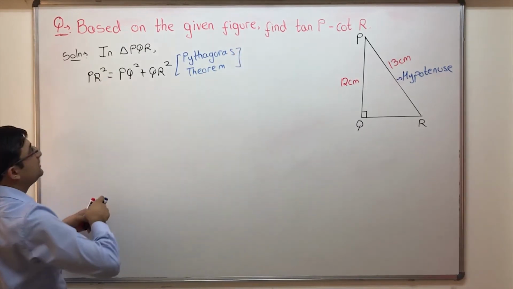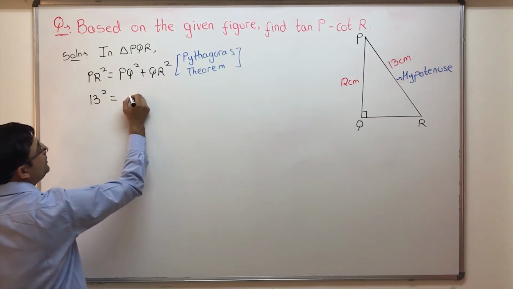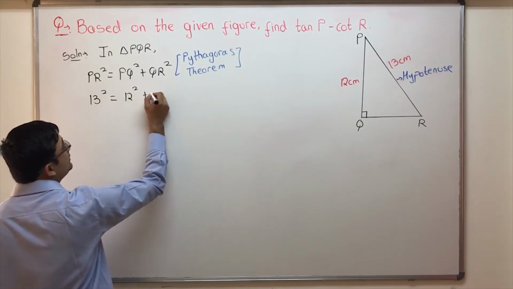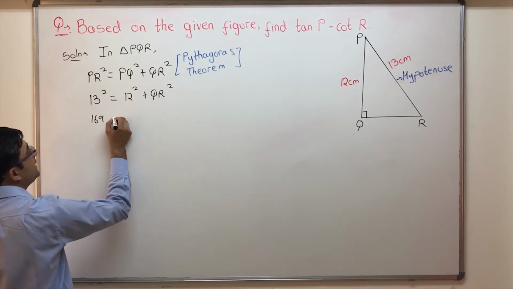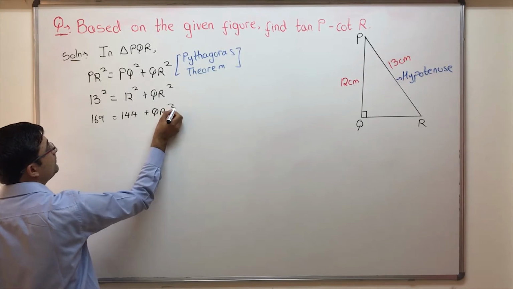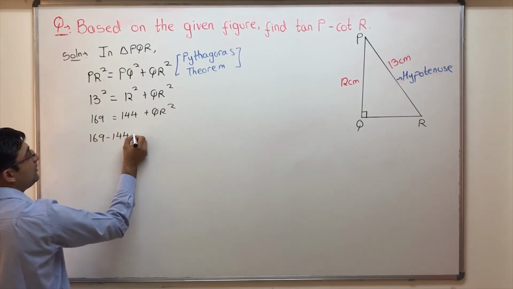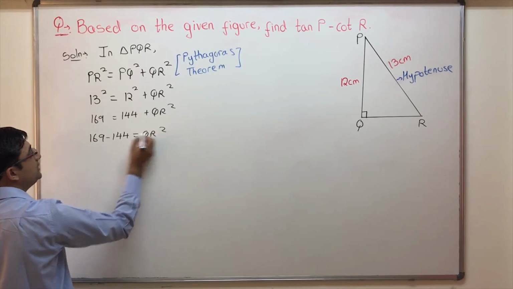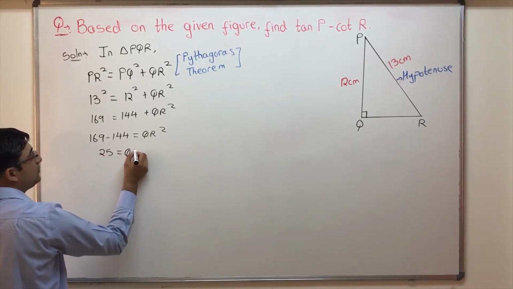So next, let's plug in the values. So PR square, meaning 13 square, is equal to PQ square, that is 12 square, plus QR square. So let's solve this. 13 square is 169, 12 square is 144, plus QR square. Bring 144 over here. So 169 minus 144 is equal to QR square. 169 minus 144, 25, is equal to QR square.